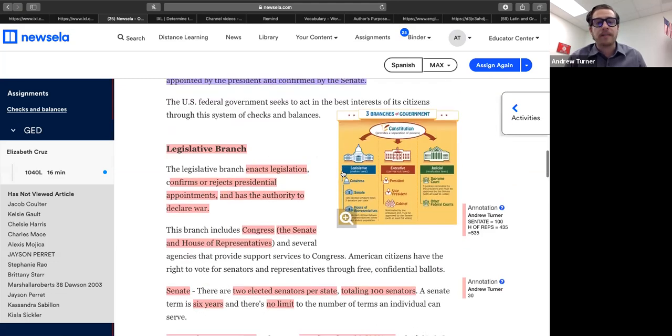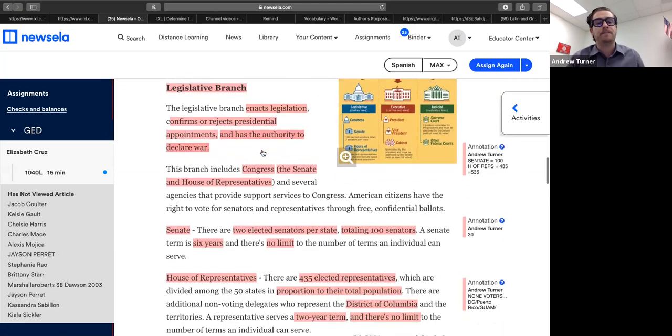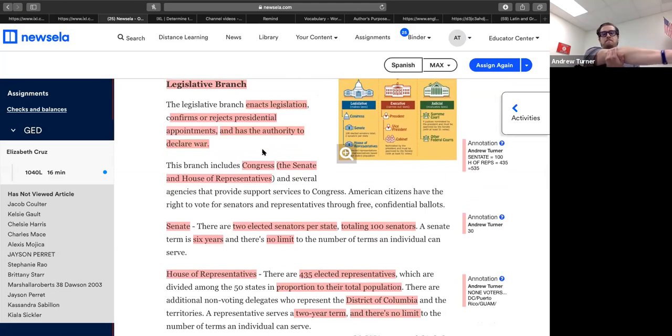Somebody want to read this section, the legislative portion, as we go?